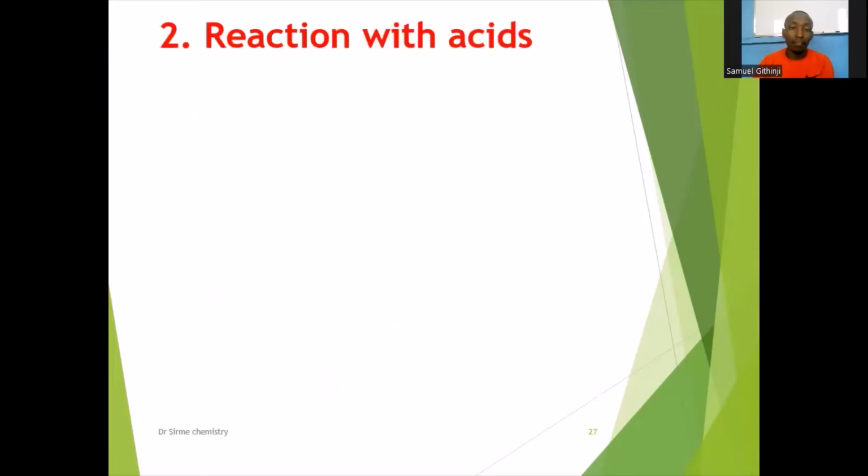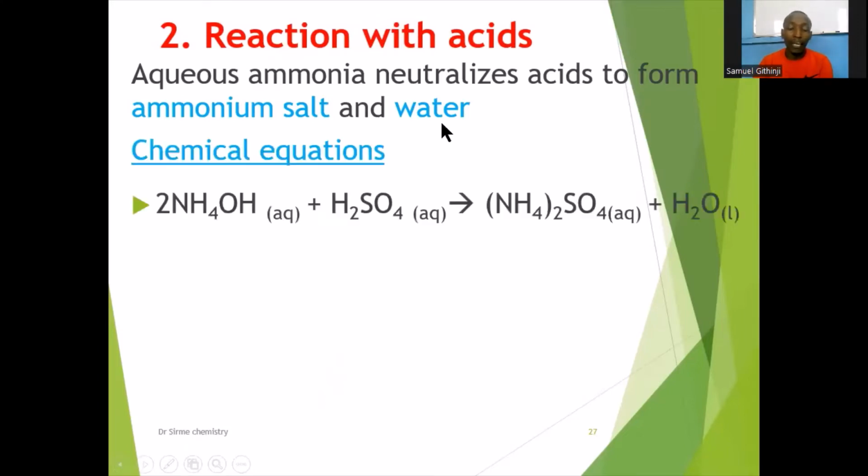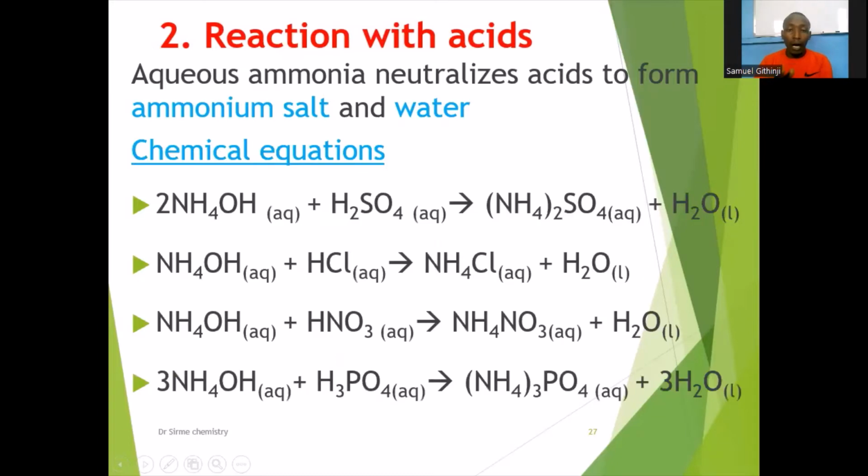Reaction with acids, very fast. Ammonia is a base. The reaction between an acid and a base is called a neutralization reaction, and in this case it will give you ammonium salts and water. Some chemical reactions, as you can see: ammonium hydroxide reacting with sulfuric acid, you get ammonium sulfate and water. If it is HCl, you get ammonium chloride, ammonium nitrate with nitric acid, and ammonium phosphate in case you're working with phosphoric acid. These are the neutralization reactions.